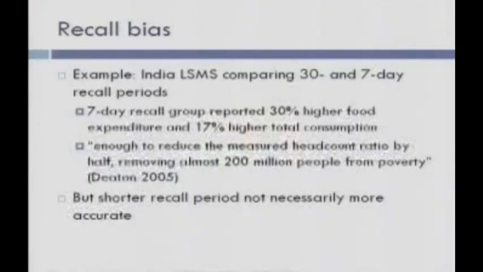Clearly, you want as much consistency across your different modules as possible. These aren't just theoretical concerns, there are quite huge differences. So the cheapest way, as Angus Deaton has shown, to reduce poverty in India would just be to reduce the recall period, right?